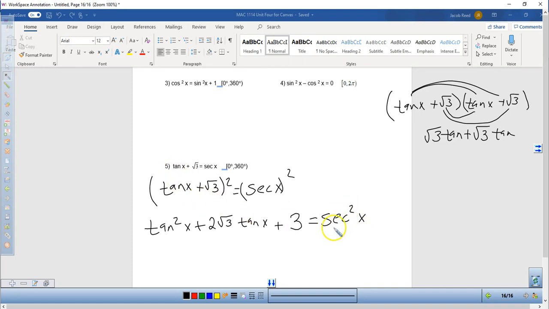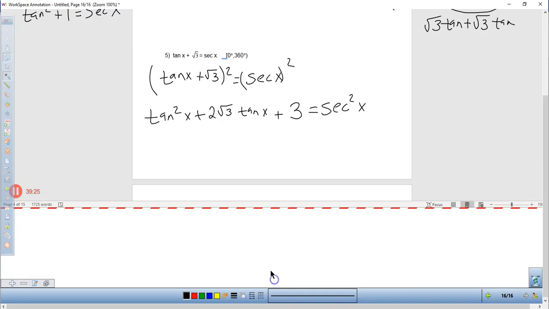Now, something I know about secant. Secant can be turned into tangent. Remember, we always said that sine squared plus cosine squared is 1. If I divide everything by cosine squared, I get tangent squared plus 1 is equal to secant squared. So I'm going to substitute secant squared with tangent squared plus 1.